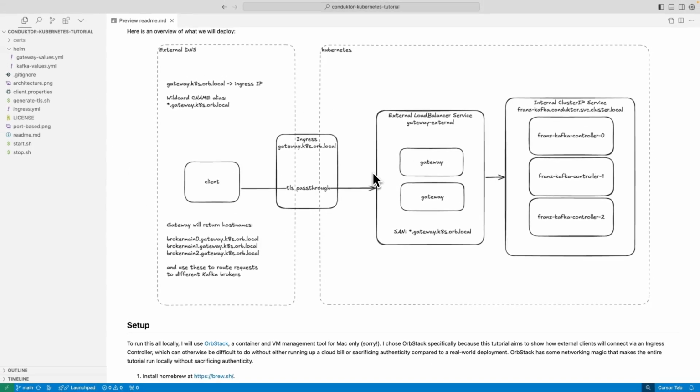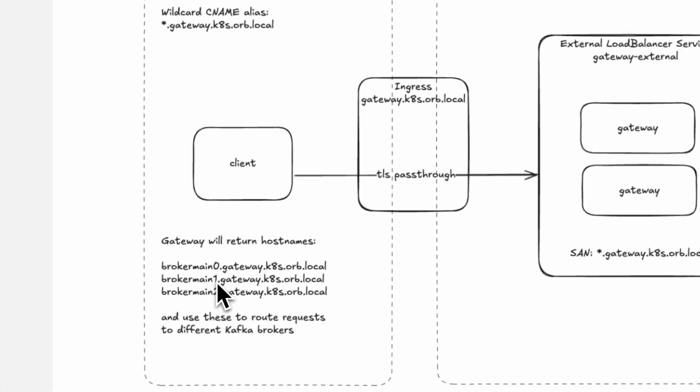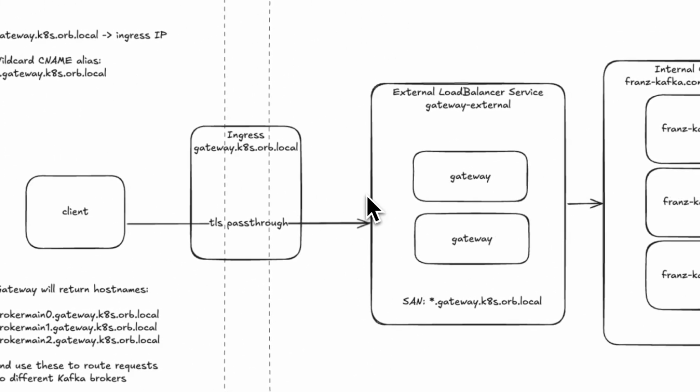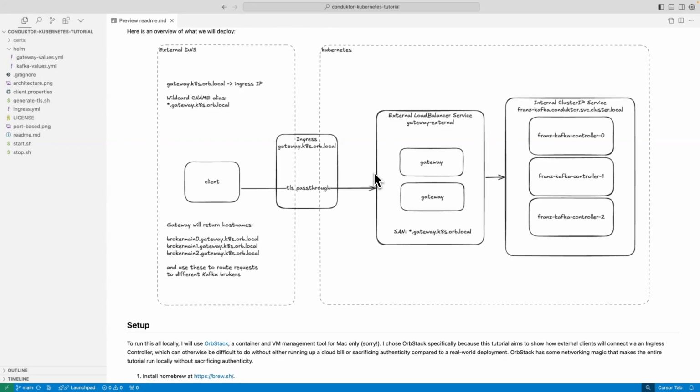Let's suppose broker 1 is the leader for this particular partition. Gateway will respond telling the client to use broker main1.gateway.k8s.orb.local to reach that broker. It's important that this host resolves to the IP address of the load balancer. So now the client makes a request to broker main1.gateway.k8s.orb.local. That goes to the ingress controller, which passes through to the gateway, and Gateway uses that broker main1 to understand that this request needs to be forwarded to the broker with ID 1. And that is how host-based routing works.